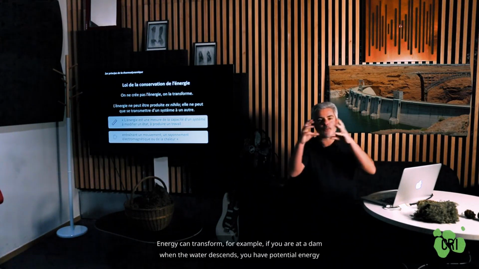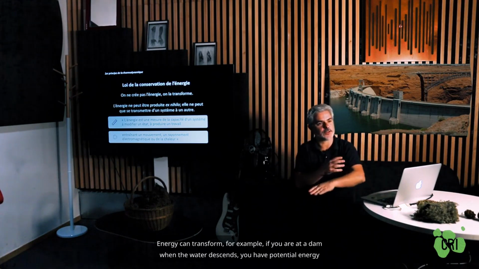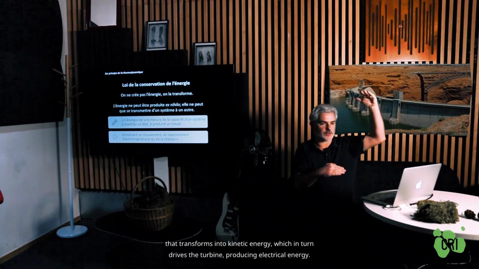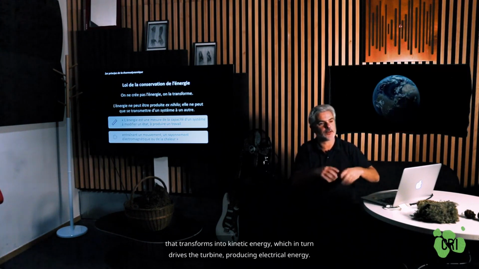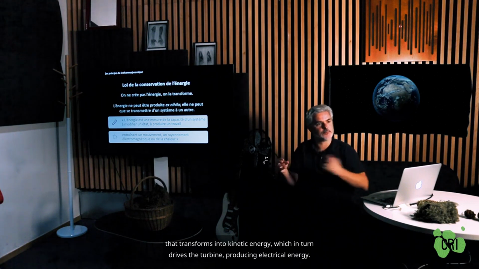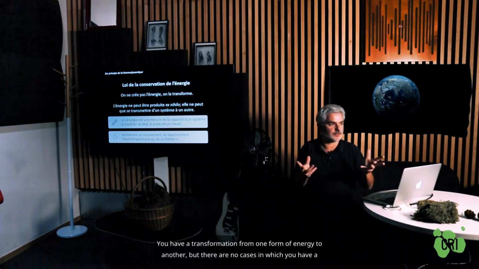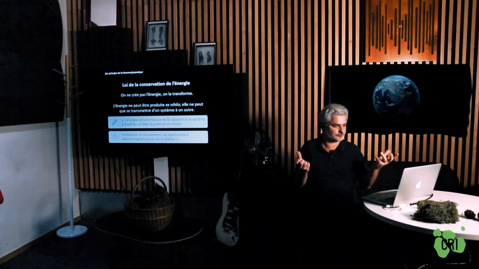Energy can transform. For example, if you are at a dam, when the water descends, you have potential energy that transforms into kinetic energy, which in turn drives the turbine, producing electrical energy. You have a transformation from one form of energy to another, but there are no cases in which you have a disappearance of energy.